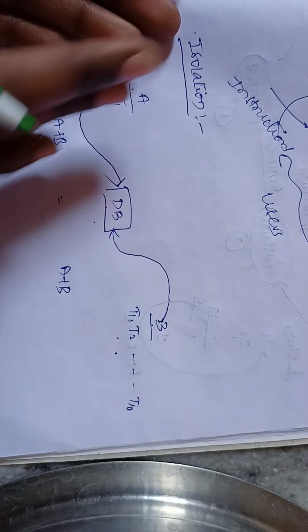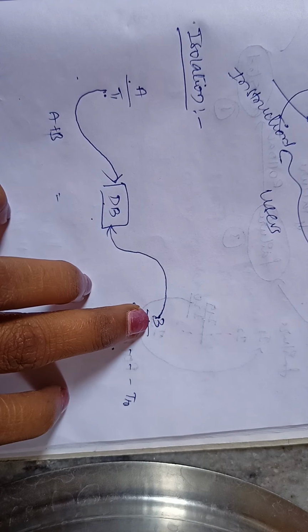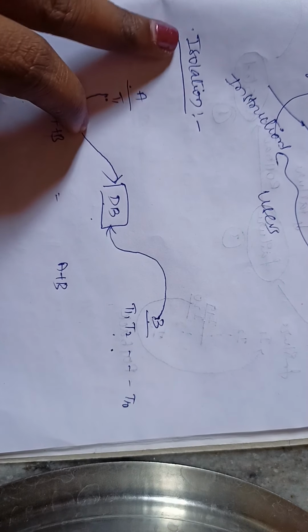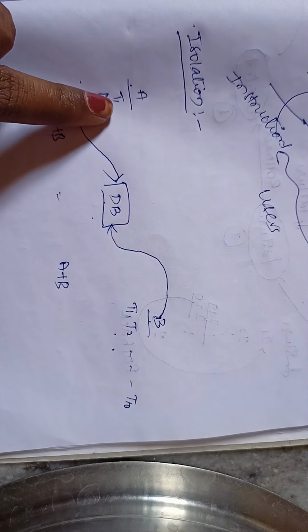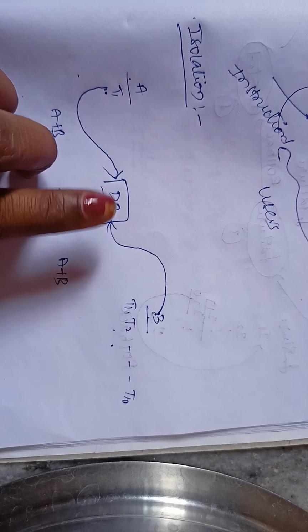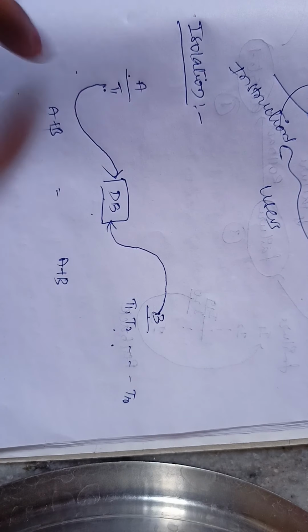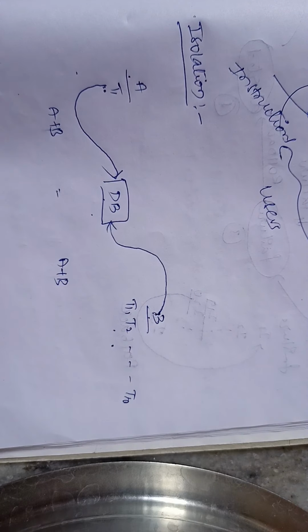So how much response you are giving to A, the same response has to be given to B. This is the property of isolation. Simply I can say that if one person is using the database and at the same time another person is using the database, it cannot be said that, hey, you just wait, T1 is doing, after T1 you have to take. But if it is saying like that, how much time it will take?